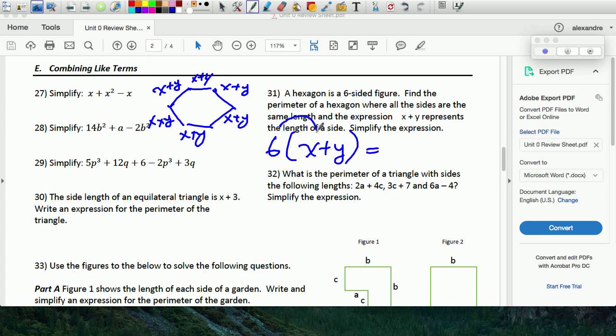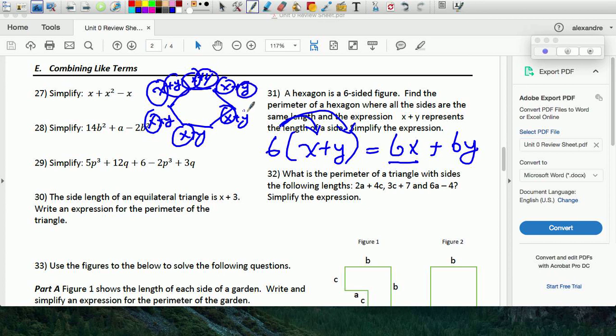Distributive property: 6 times x is 6x, and 6 times y is 6y. Or you could have written the expression x plus y plus x plus y plus x plus y, 6 times, and then all your like terms are the x's. All the x's, you would have 1, 2, 3, 4, 5, 6 x's. And how many y's do you have? Adding this y plus this y plus this y plus this y plus this y plus this y, you get 6y. They both lead you to the same answer.